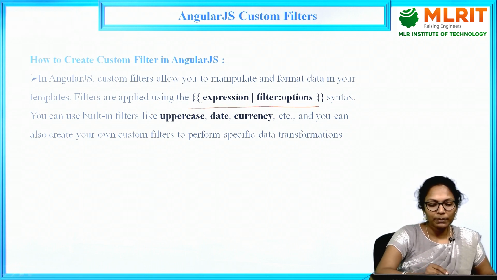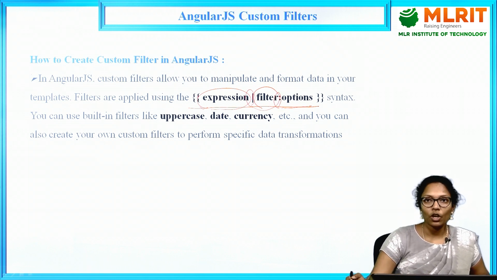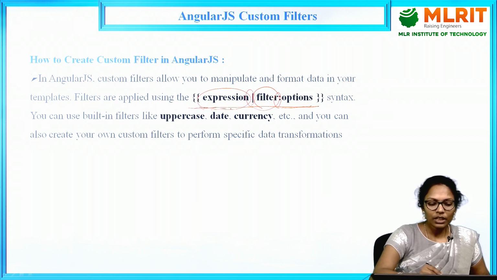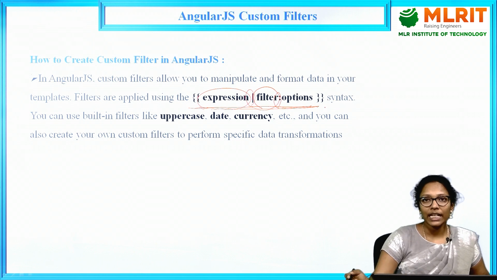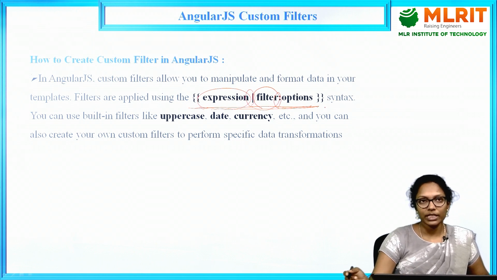Within the double curly braces, you write the expression for which you want to apply the filter. After that comes the pipe symbol, which indicates the filter, and after that you write the name of the filter. After writing the name of the filter, put a colon, and after that you can give the options or parameters. If you have any specifications regarding that filter, you can mention them. So this is the common syntax, and the same syntax is followed for custom filters also.